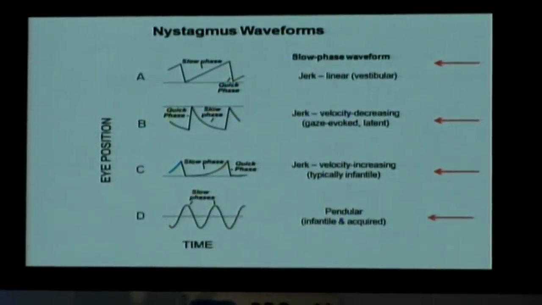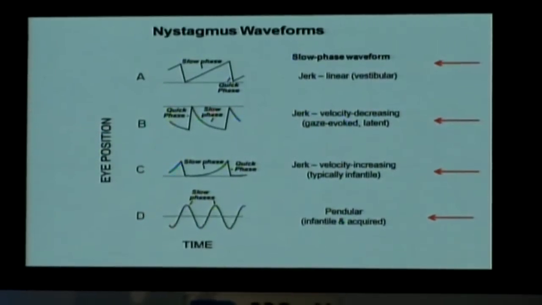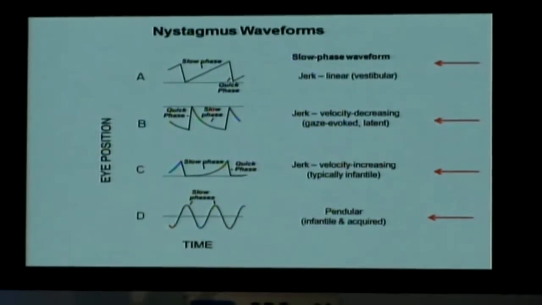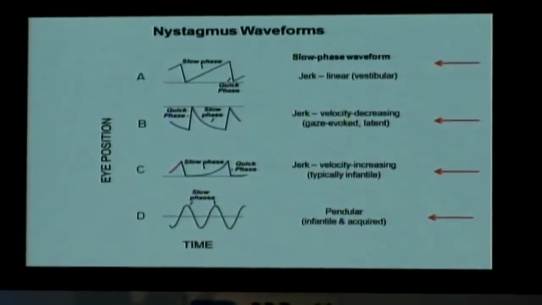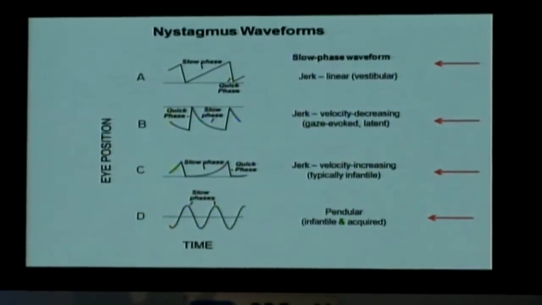Now, a second type is when the slow phase decays. You look to the side, and the eye comes back, and it slowly decreases its speed. It's also a jerk nystagmus. It's often a gaze-evoked nystagmus. Occasionally, you see the slow phase go faster and faster and faster. The eye takes off, and then there's a saccade. That's typically congenital nystagmus. And finally, pendular. And that can be congenital or acquired.